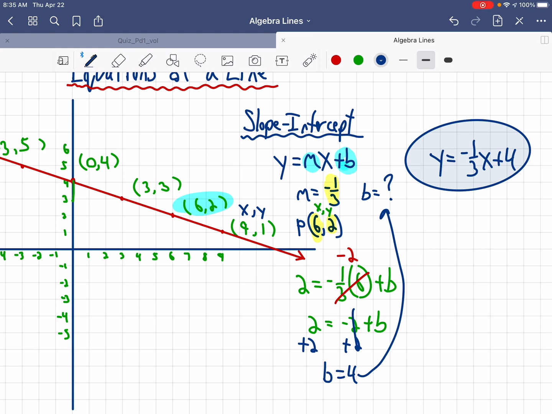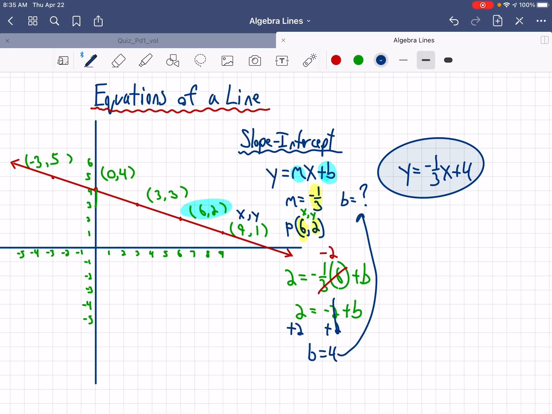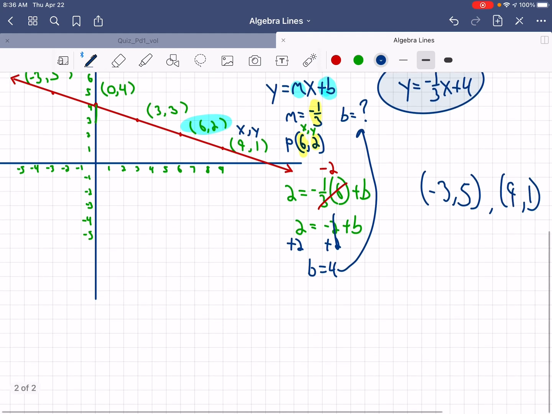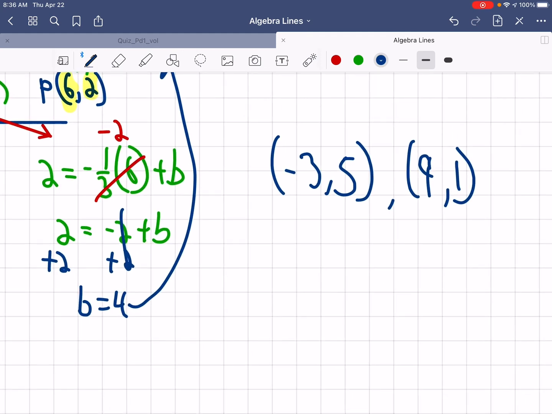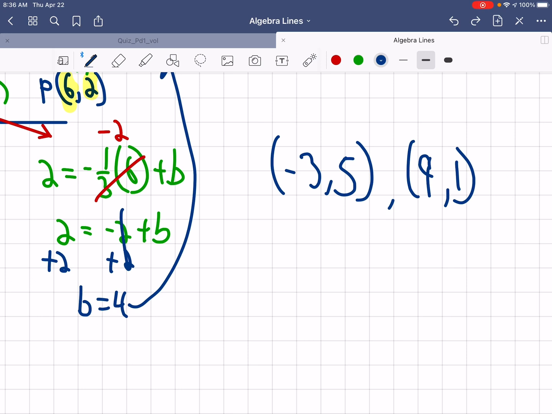So lastly, we're looking at the graph, right? Let's just pretend now we were just given any two of these points. Let's just take -3, comma 5, and 9, 1. Okay, so we have these two coordinates, 9, 1 and -3, 5. And they say find the equation of a line given those 2 points. So first thing you do is you find the slope.